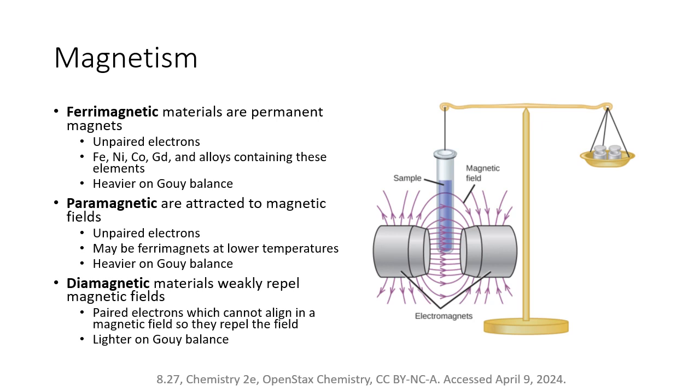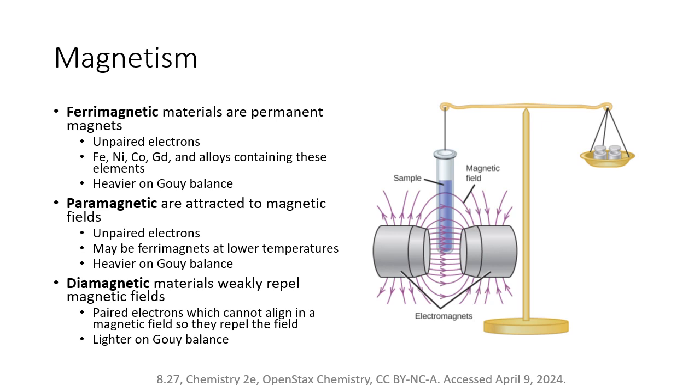Ferromagnetic materials are permanent magnets. They have unpaired electrons. So unpaired electrons, if they're all spin up, can align in a magnetic field and then be attracted to the field. They're always aligned in iron, nickel, cobalt, and gadolinium. So when you make alloys containing those elements, you can also have ferromagnetic materials. All of them will be heavier on a Gouy balance. In fact, they may just swing over to one side versus the other when it's ferromagnetic, depending on quantity.